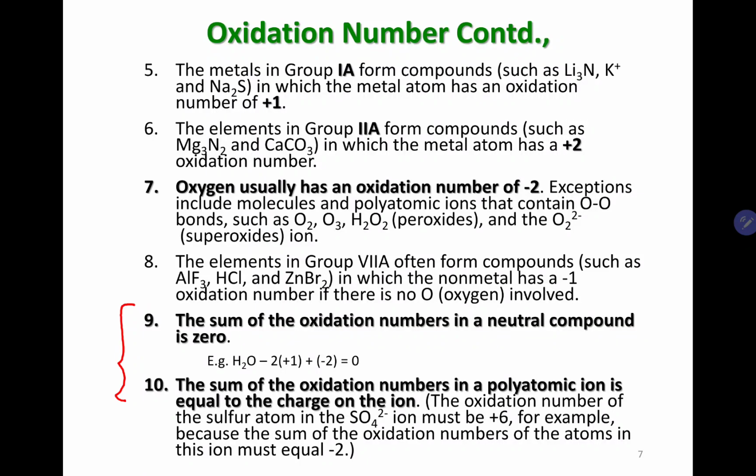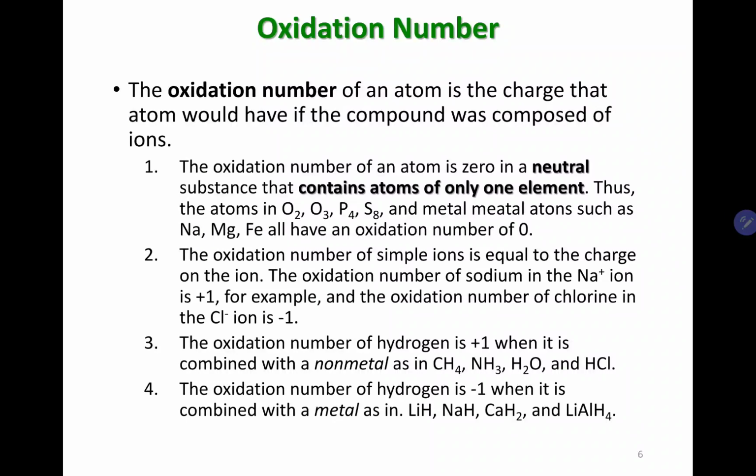Just to remind you of the first eight oxidation number rules: if you have a neutral atom or a simple molecule where you only have one type of atom, the oxidation number tends to be 0 for that atom. And according to rule number 2, if you have simple ions, the oxidation number is equal to the charge of the ion.